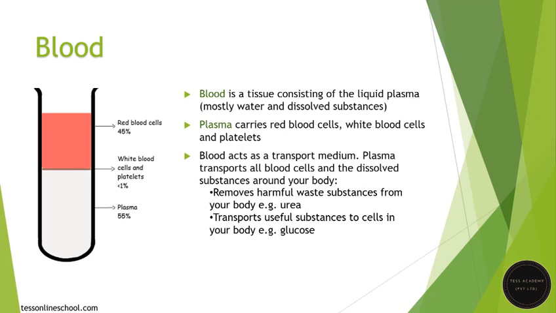Let's look at the distribution of each component within our blood. As you can see, the majority of the substances is made up of plasma, around 55%. Red blood cells make up approximately 45% of our blood, and white blood cells make up less than 1% of our blood.